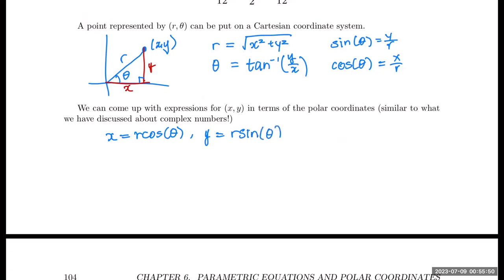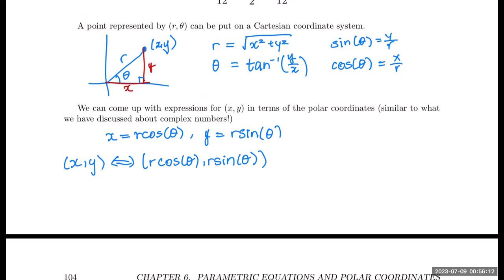And so that means if x and y are our Cartesian coordinates, we can transform these into polar coordinates. So this is going to be r cos theta, r sine theta, like that. So we can change between them from time to time, which is nice.